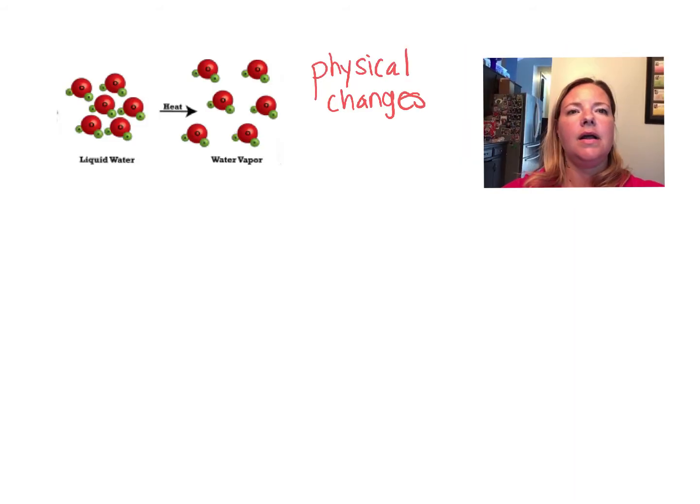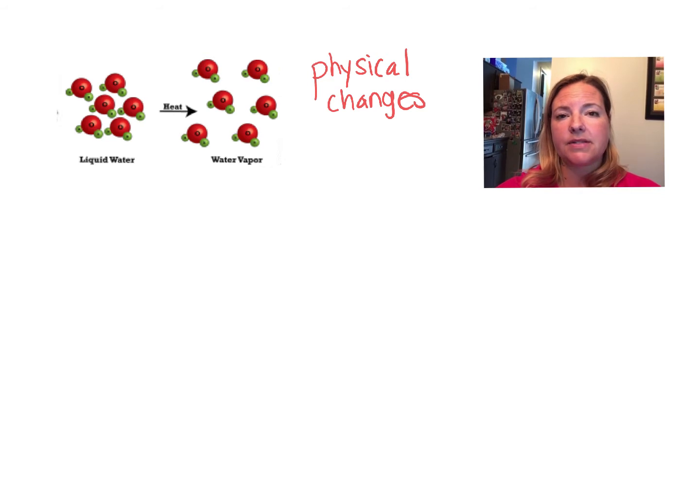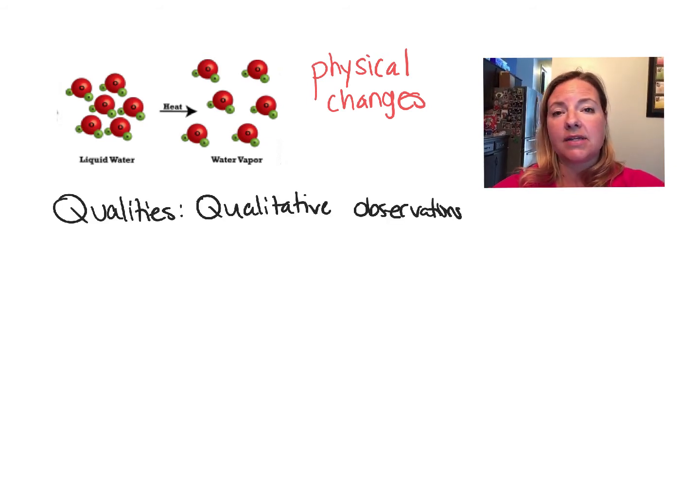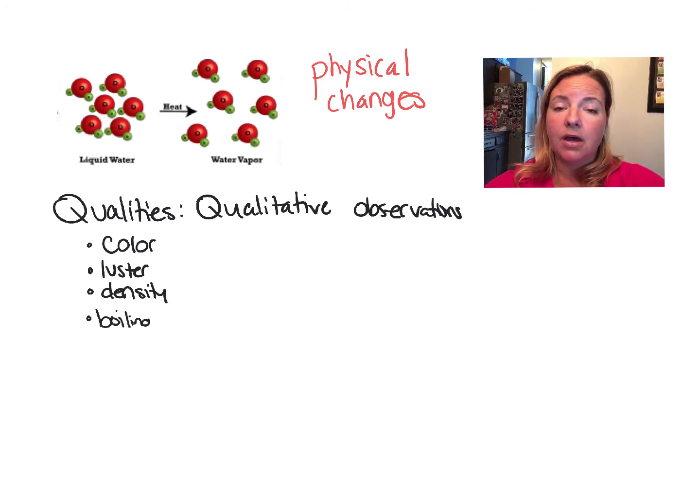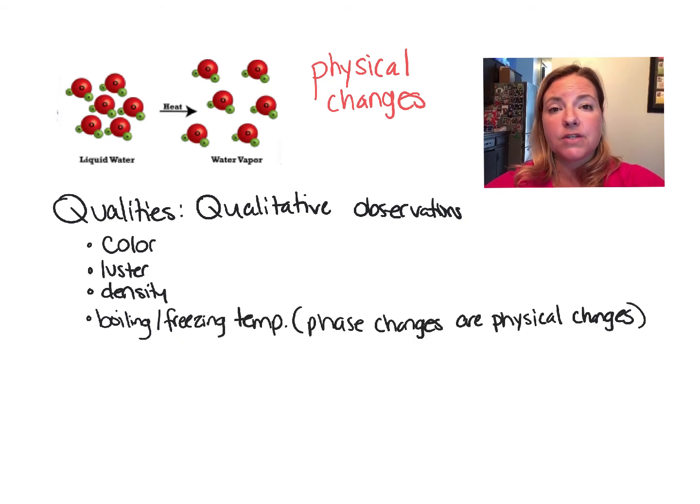Let's look now at physical changes and physical properties. When something is a physical property, they are usually qualities or qualitative observations. So they're things that we can see. Often it involves things like the color of the material, the luster, the density of a material. It also can include things such as boiling temperature, freezing temperature. Phase changes are not going to be chemical. Phase changes are going to be physical changes.